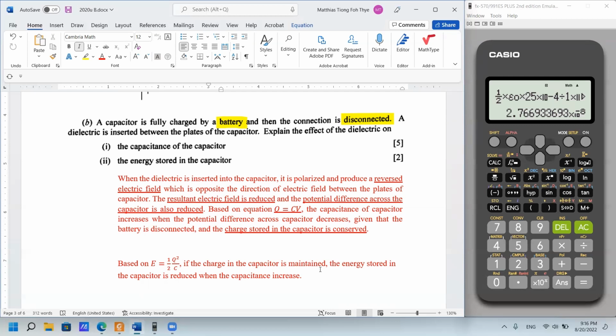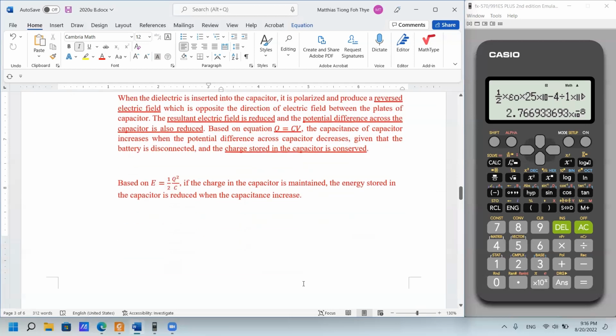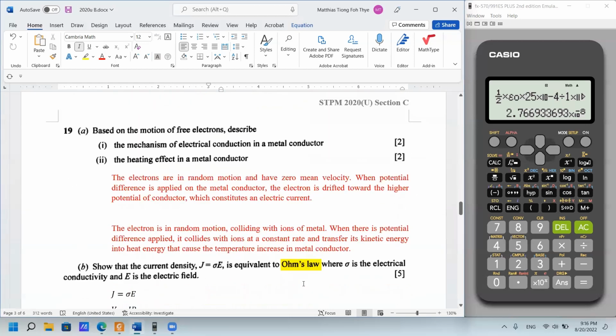On the other hand, if the voltage is maintained, which means the battery is still connected, we'll use the formula half CV squared. When the capacitance increases, more energy can be stored in the capacitor. But for this case, the battery is disconnected, so based on these equations, the energy is decreased when the capacitance increases. We move on to question 19.